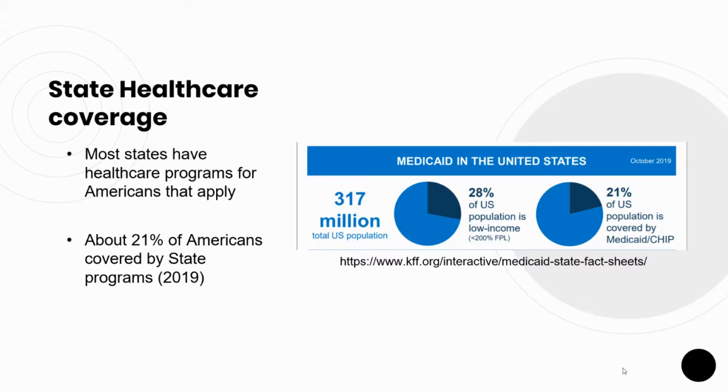28% of the population is low income. So I guess the connection they're trying to draw there is that hopefully, if everything is working properly, most of the low income population within the United States is covered under these two programs.